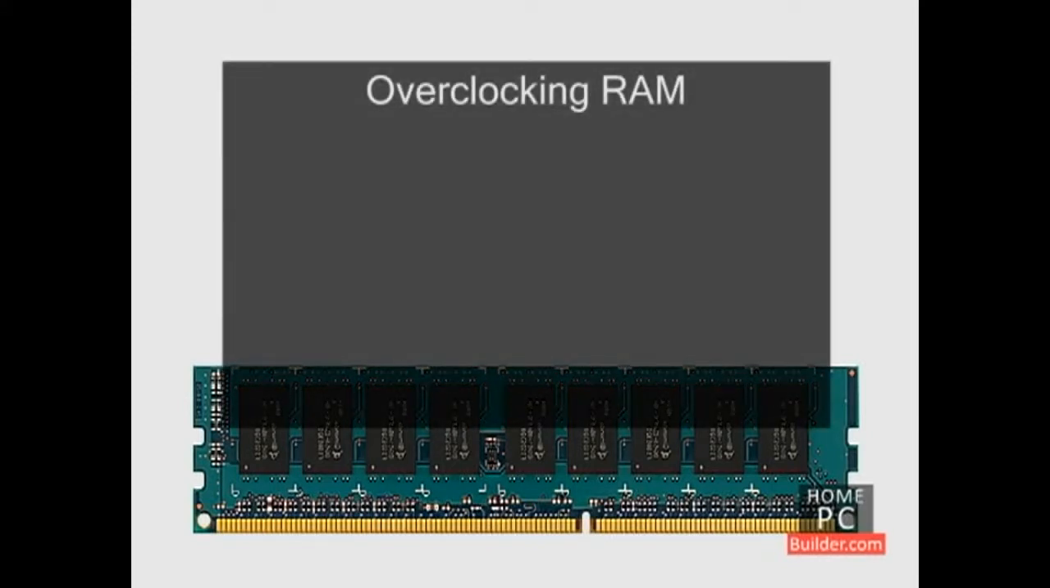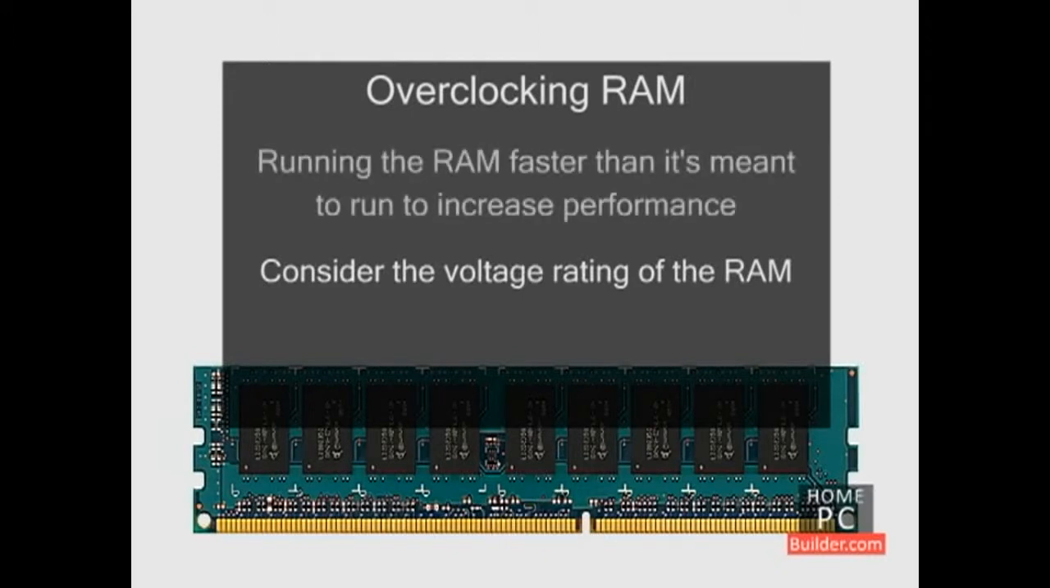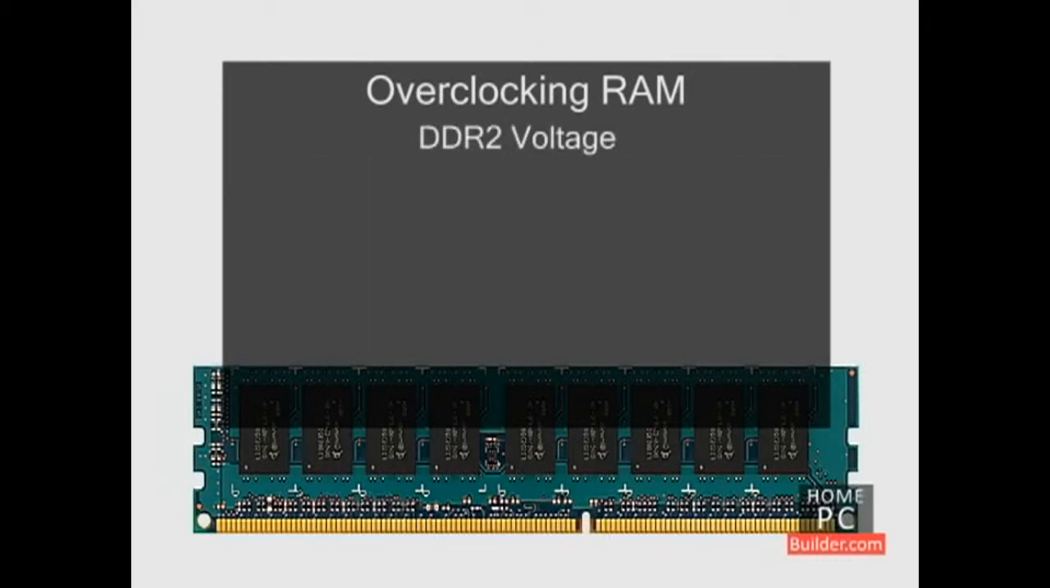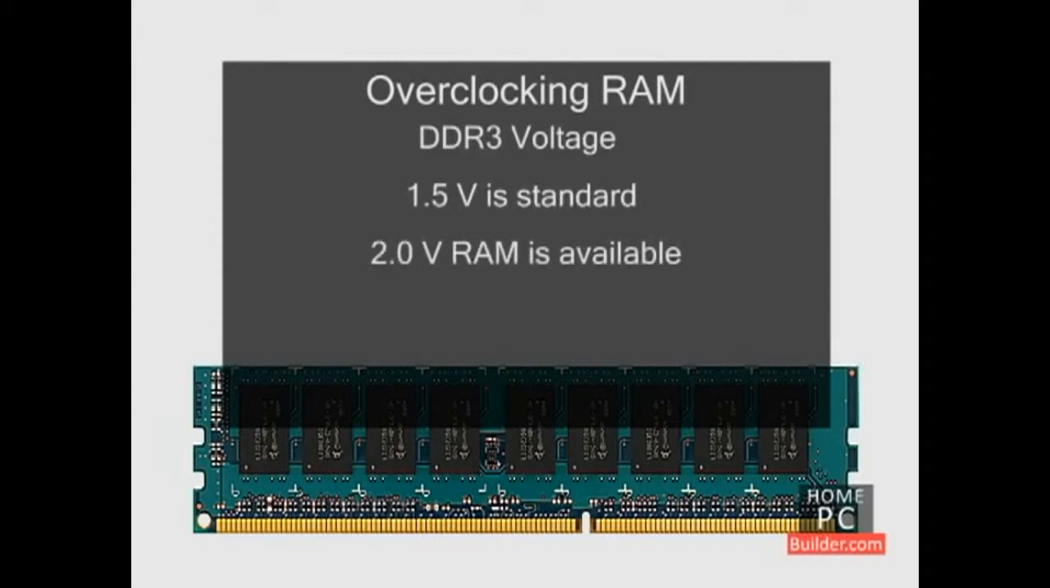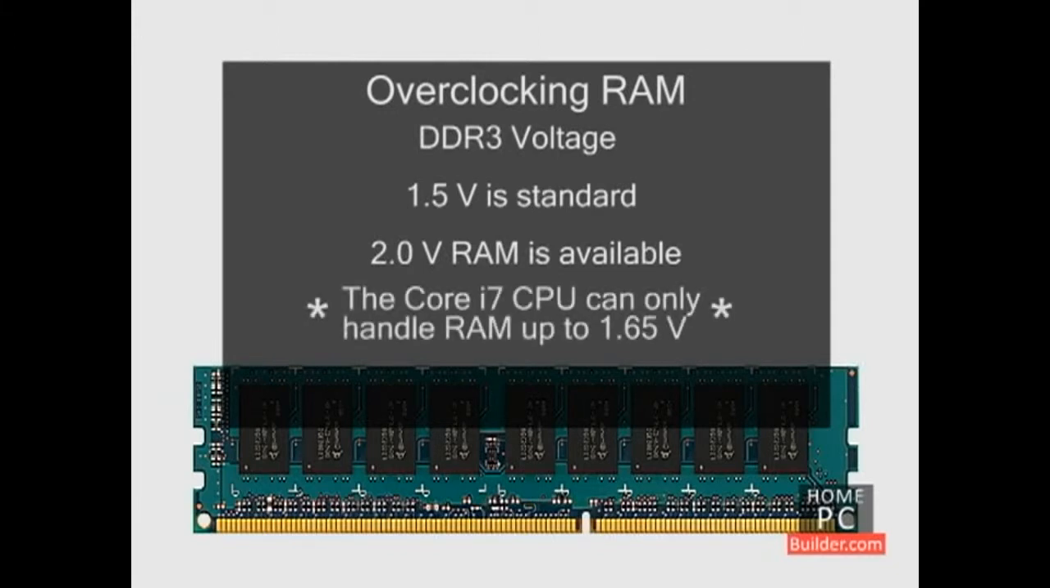If you're planning to try overclocking the RAM, you might also look at the voltage rating of the RAM. Overclocking means running the RAM faster than it's meant to be run to get more performance. The standard voltage of DDR2 RAM is 1.8 volts, and you can find RAM that will run up to 2.4 volts. The standard voltage for DDR3 RAM is 1.5 volts, and you can find RAM that will run up to 2 volts. With Intel's Core i7 CPUs, the RAM voltage is limited to 1.65 volts.